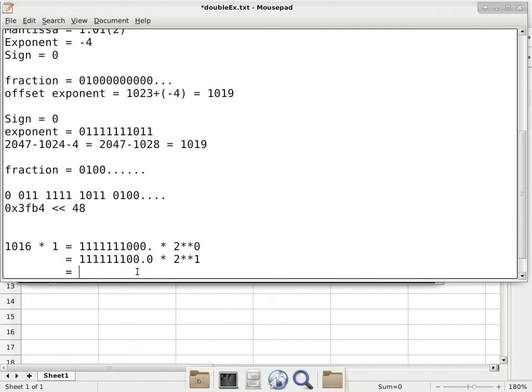Okay, so we just have to count the number of places where we have to shift over. So we have to shift 1, 2, 3, 4, 5, 6, 7, 8, 9 places. So that means this 0 will become a 9 here. Okay. So without going through all the individual steps, we can now say it's 1.11111000 times 2 to the power of 9. Are we still doing okay so far with this?